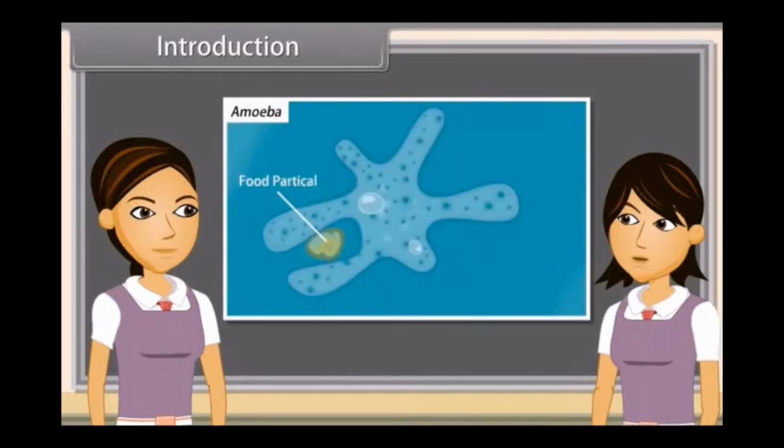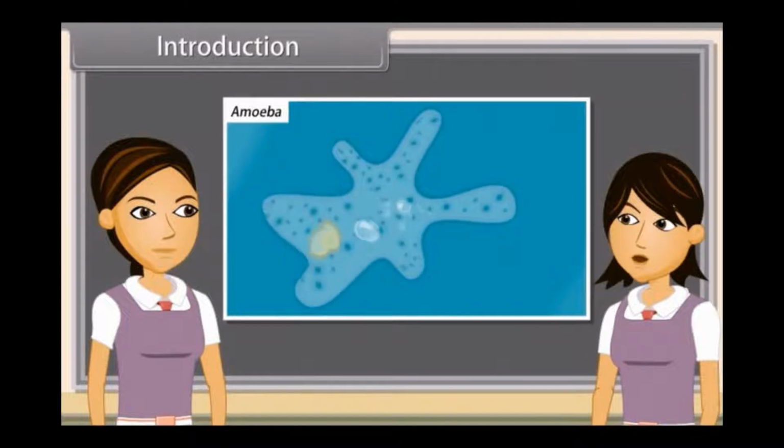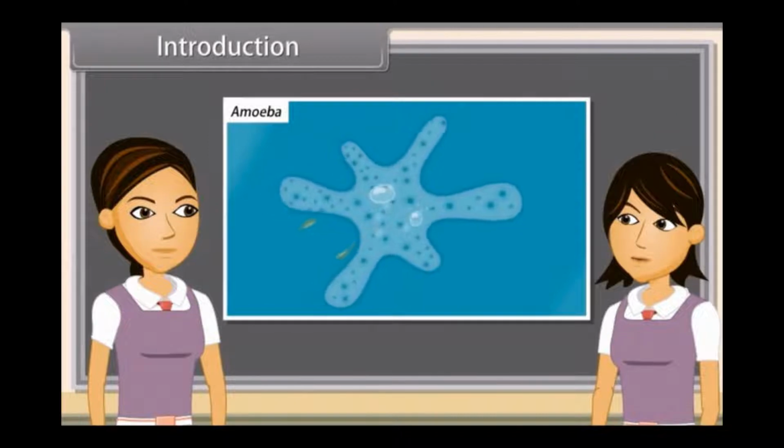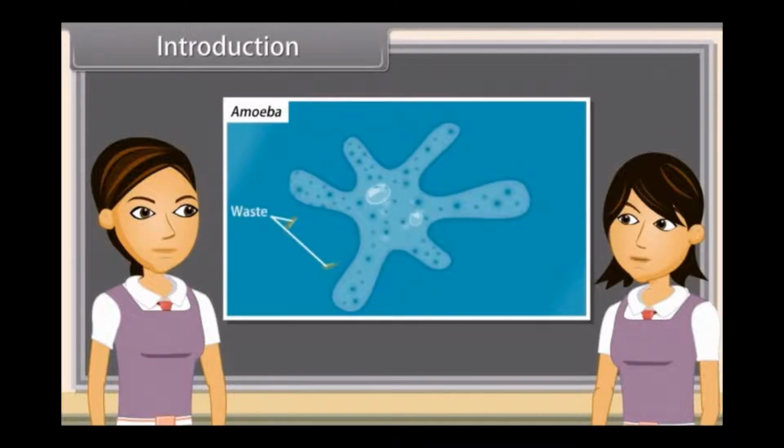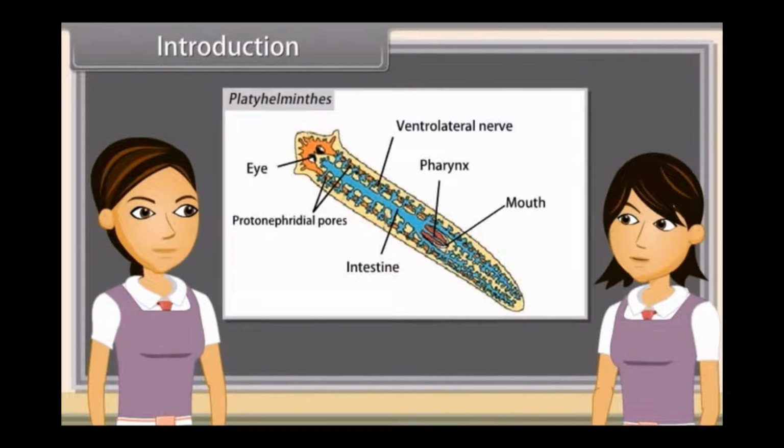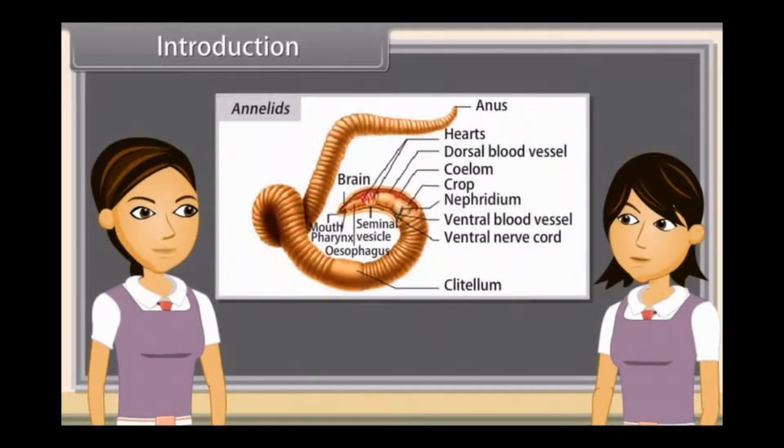Unicellular organisms remove these wastes by simple diffusion from the body surface into the surrounding water. For example, in amoeba, it is done through the plasma membrane. While complex multicellular organisms use specialized organs to perform the same function. In Platyhelminthes, excretory organs are protonephridia or flame cells, while in annelids, it is nephridia.